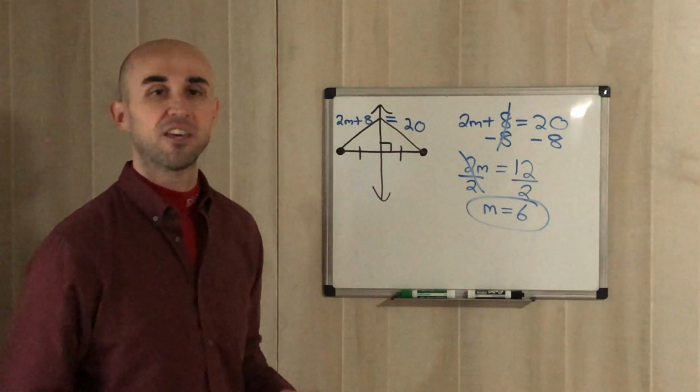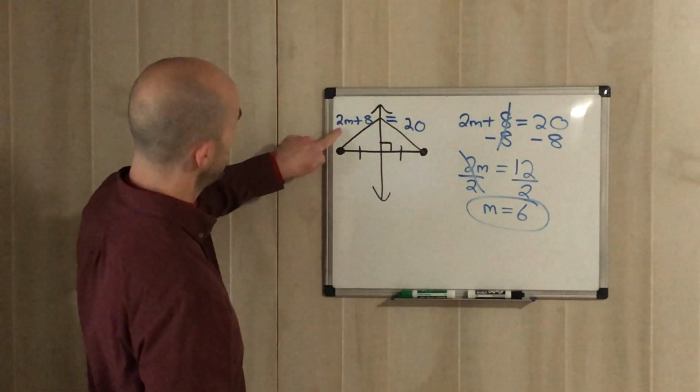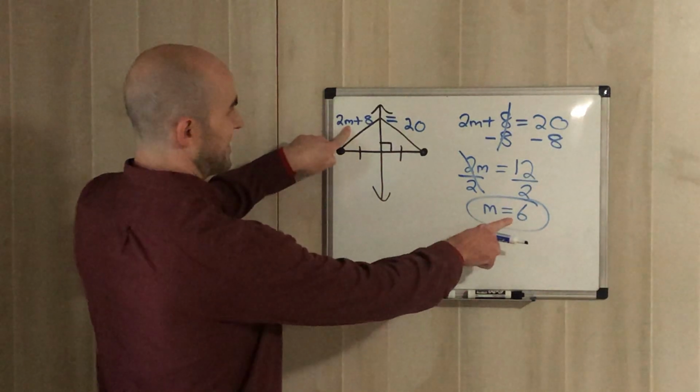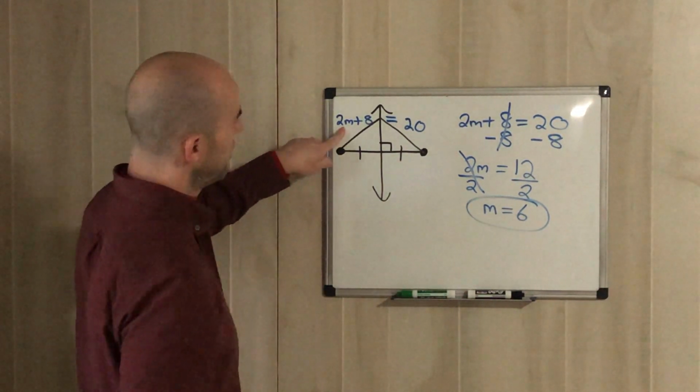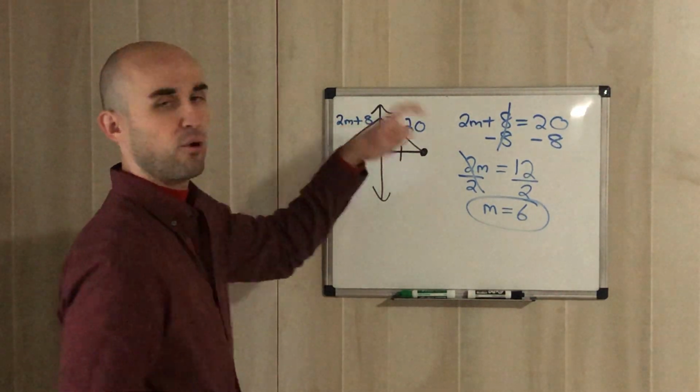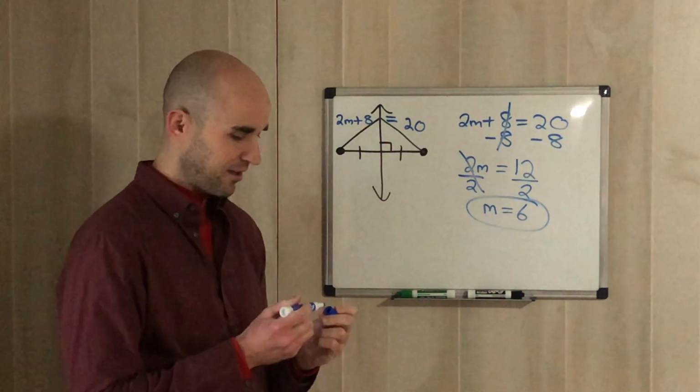And if you wanted to check your answer, you could. Because we know that m is here, so if we wanted to substitute m for 6, 2 times 6 is 12. 12 plus 8 is 20. They're both the same. Which lets us know that they're right.